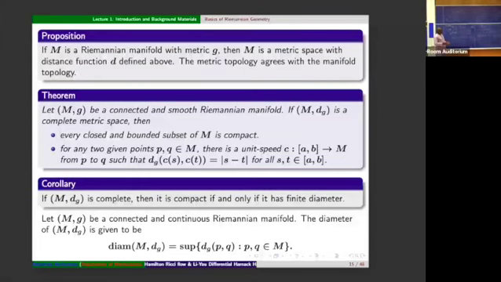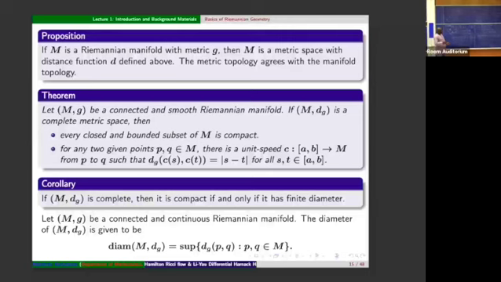Suppose M is a connected, smooth Riemannian manifold. If M together with this distance is a complete metric space, which we can prove by building a Cauchy sequence and seeing the convergence within the manifold, then every closed and bounded set of M is compact.